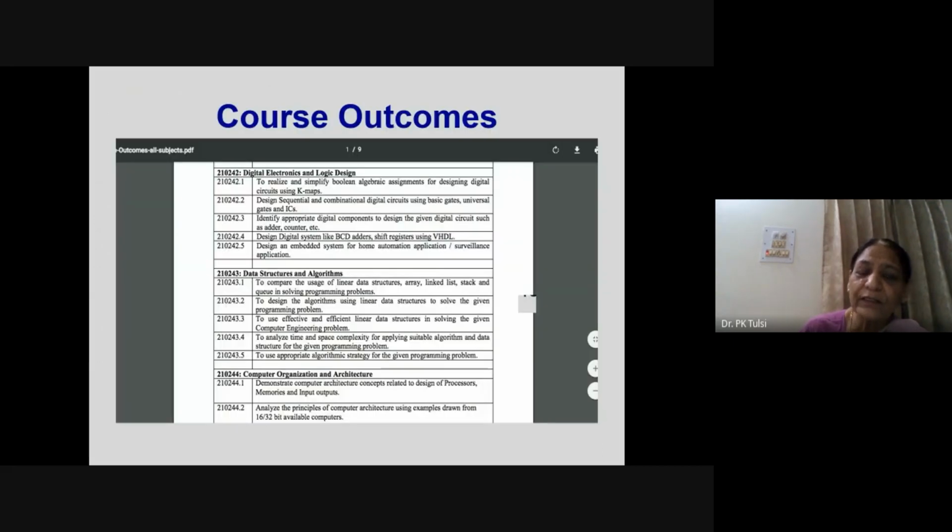And then when you look at courses, for example, data structures and algorithms, you can see there are five course outcomes which have been prepared. That is, to compare the usage of linear data structures, array, linked list, stack, and queue; to design algorithms using linear data structures to solve given programming problems; to use effective and efficient linear data structures; then to analyze time and space complexity; and to use appropriate ones. And then you can see, as you move from the program outcomes, those are attainable at the end of the program. Course outcomes need to be demonstrated by the learner at the end of the course.